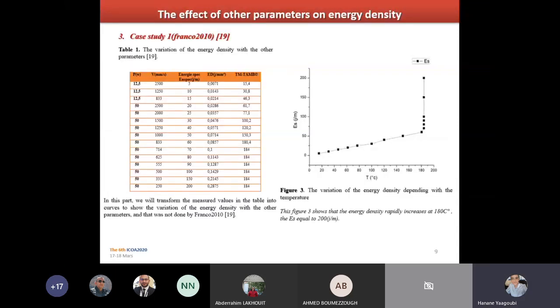So here, as the first case study, we have found the work of Franco in 2010. Table 1 shows the variation of the energy density with other parameters. In this part, we will transform the measured values in the table into curves to show the variation of the energy density with the other parameters, and that was not done by Franco in 2010.